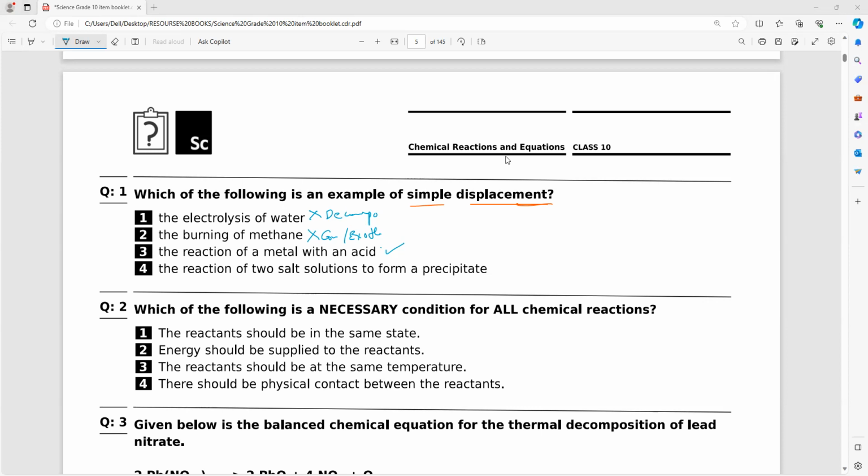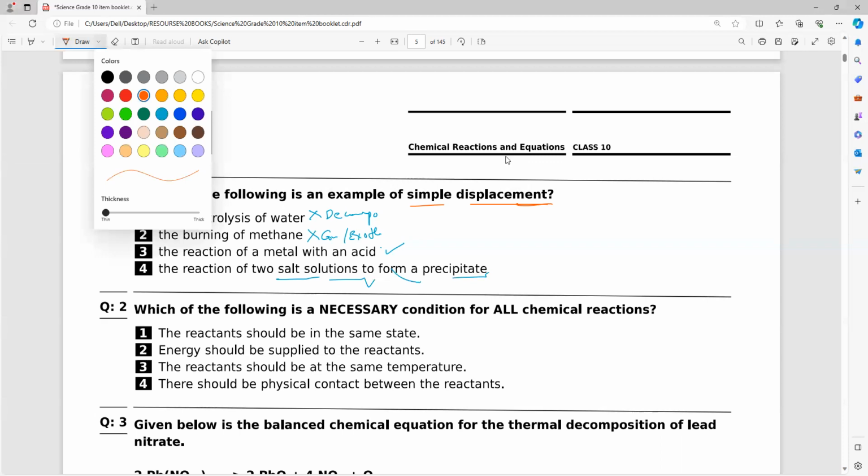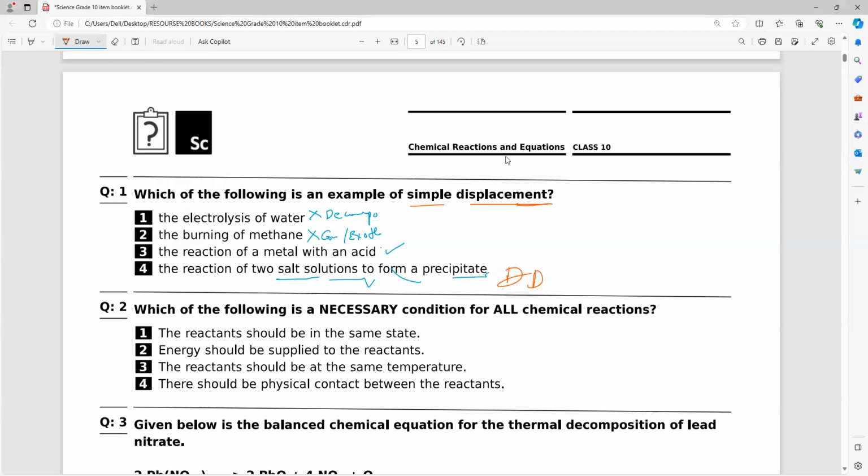The reaction of two salt solutions to form a precipitate. What reaction is it? Double displacement. So the only one is the reaction of metal with an acid. Take one example, anybody? Reaction of metal with an acid. The most popular equation we all know. What is that? Zinc reacting.